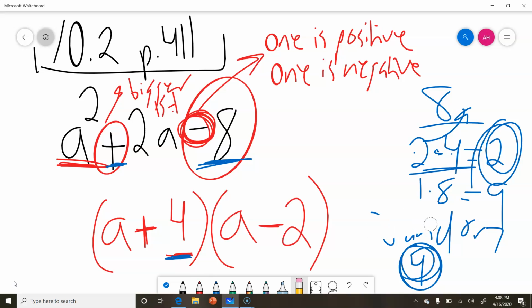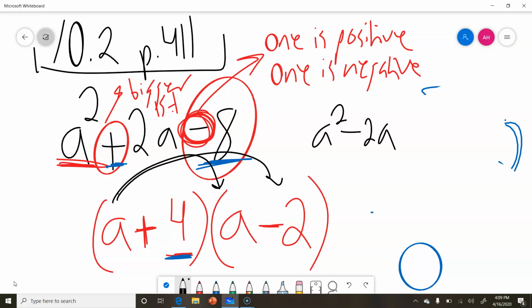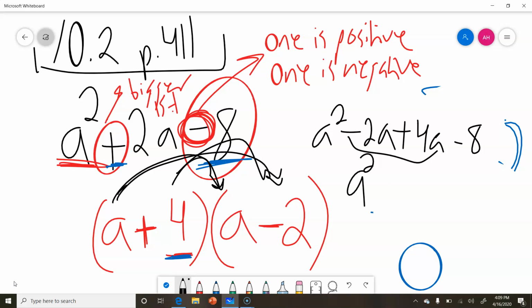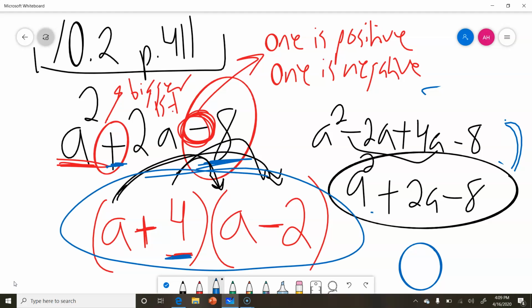Now, I can check all of that by simply doing our FOIL, right? I get a times a, a squared. A times negative 2a, negative 2a. 4 times a is plus 4a. 4 times negative 2 is negative 8. Combine like terms, and I get a squared plus 2a minus 8, and that shows that I did it right, meaning that this down here in our blue is the final answer.